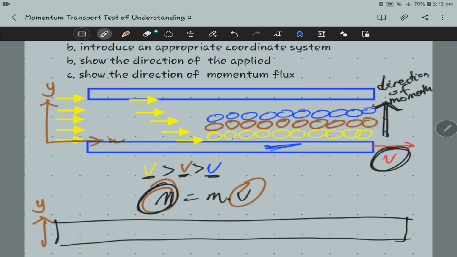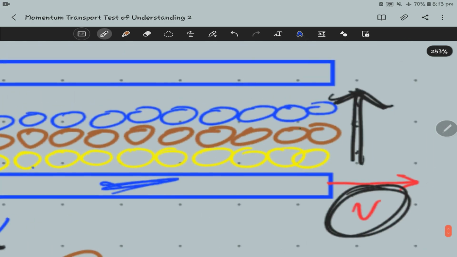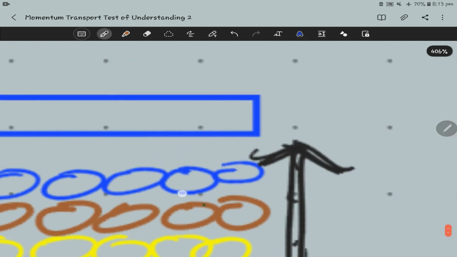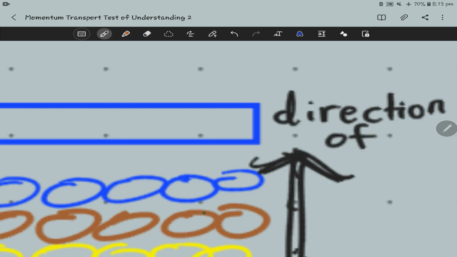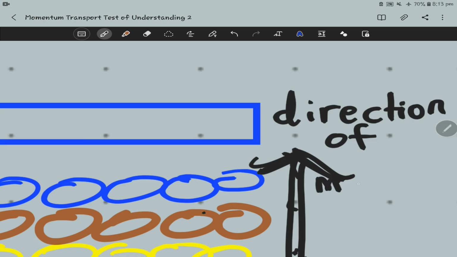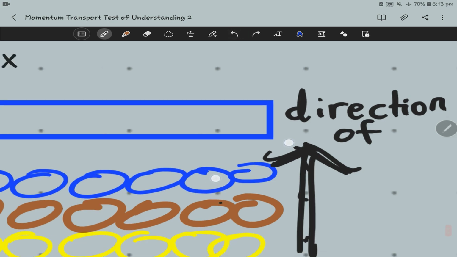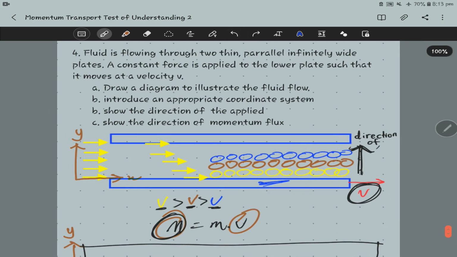Forgive me, let me write it. So this arrow here shows the direction of momentum flux. Let me zoom in and write it. So it goes direction of momentum. It doesn't fit, but you know what I'm talking about, right? So this is the direction of, let's just say, flux. But here we know it's all momentum flux, right?